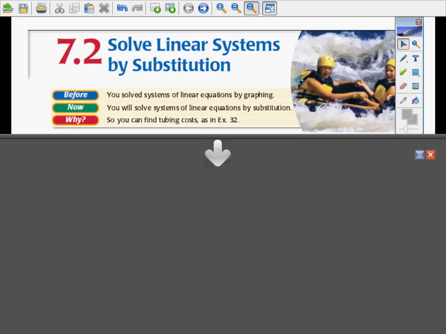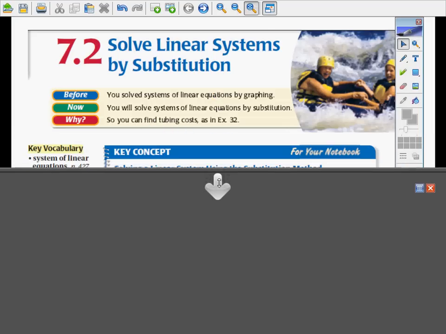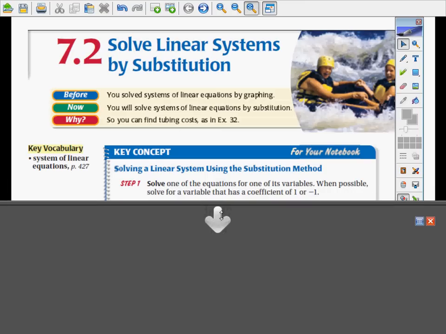However, we don't always want to have to graph them because sometimes that takes us a while. So now we're going to solve the systems of linear equations by substitution. And we always do these problems so that eventually we can solve them using a real-world situation. So the key concept here, the first step that you want to use is solving one of your equations for one of its variables. When it's possible, solve for the variable that has a coefficient of 1 or negative 1.